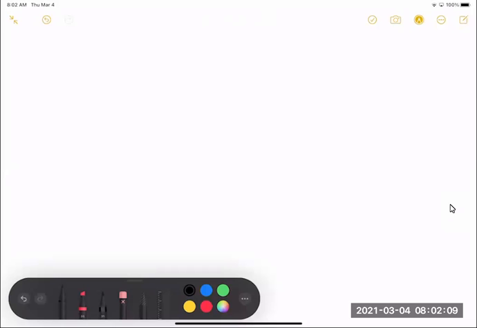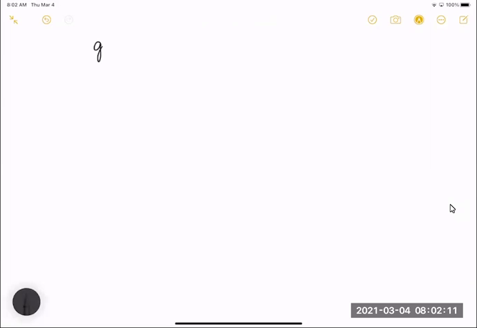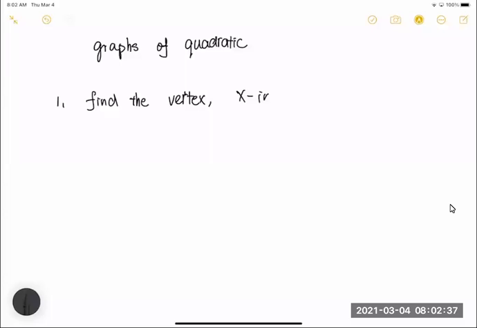Hi, so today we will talk about how to graph quadratic functions. Okay, so in order to graph a quadratic function, we need to find three things. One is the vertex, the x-intercept, and the y-intercept.